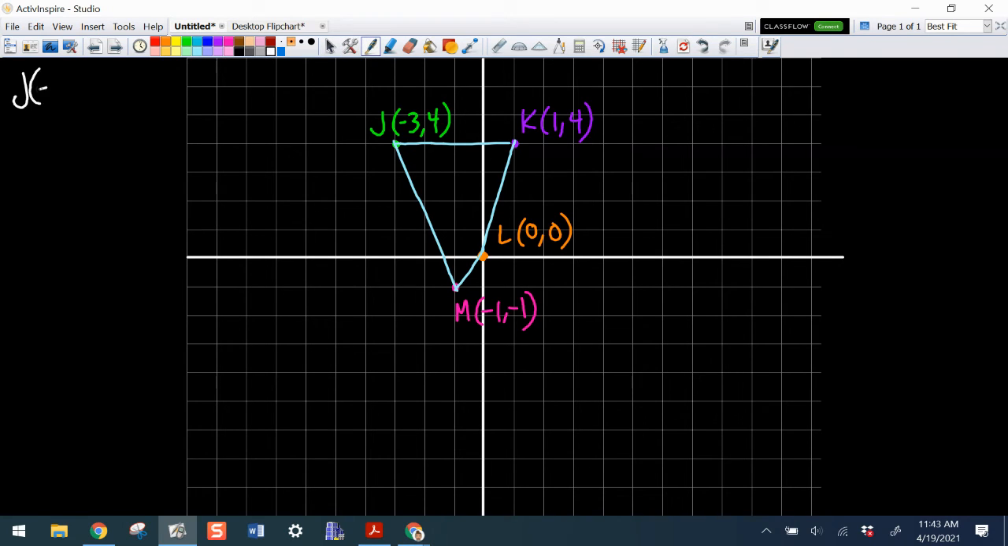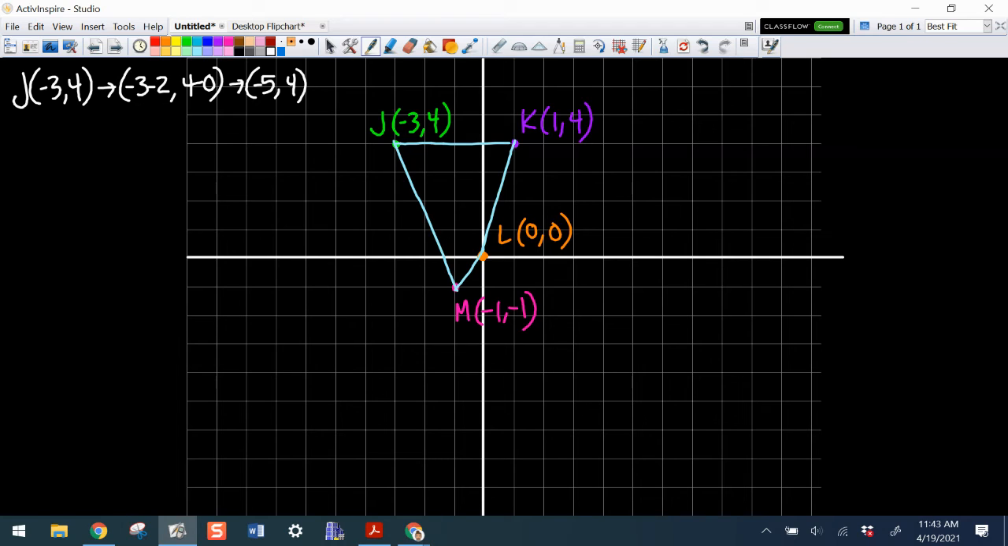So J, that's located at -3, 4. We're going to subtract the center of rotation. So it's going to be -3 take away 2, and 4 take away 0. -3 take away 2 will be -5, and 4 take away 0 will be 4.